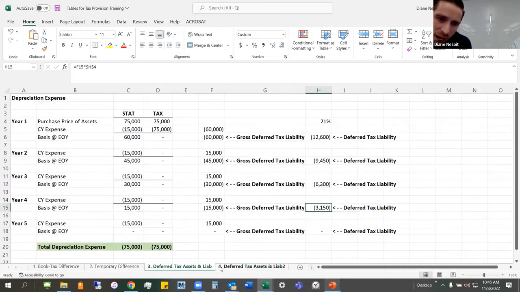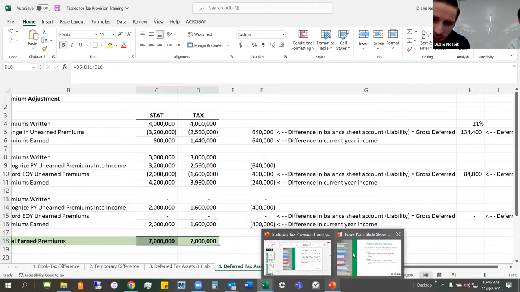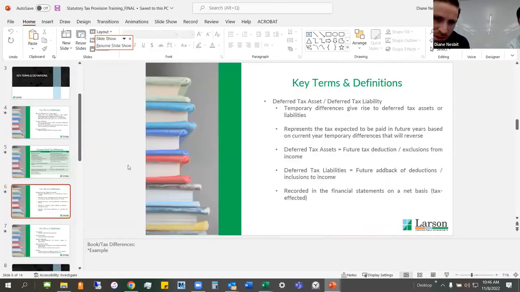Anyway, I think these two tabs are helpful just to understand the life of a temporary difference, the life of a deferred, and how over time, everything is going to equal out. Like your tax rate is going to be the same, or the tax liability for stat or GAAP or tax is going to be the same with temporary differences. It's just a matter of timing. So hopefully that made some sense.